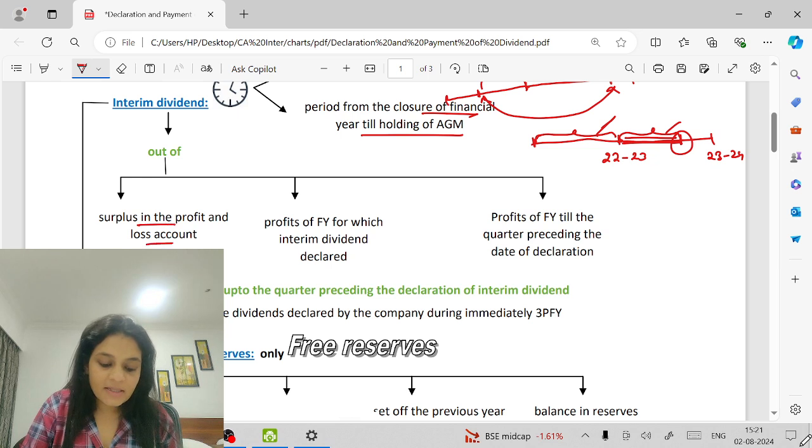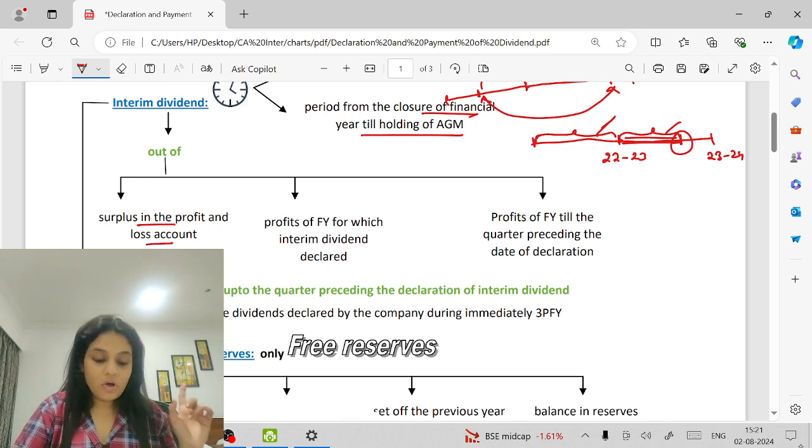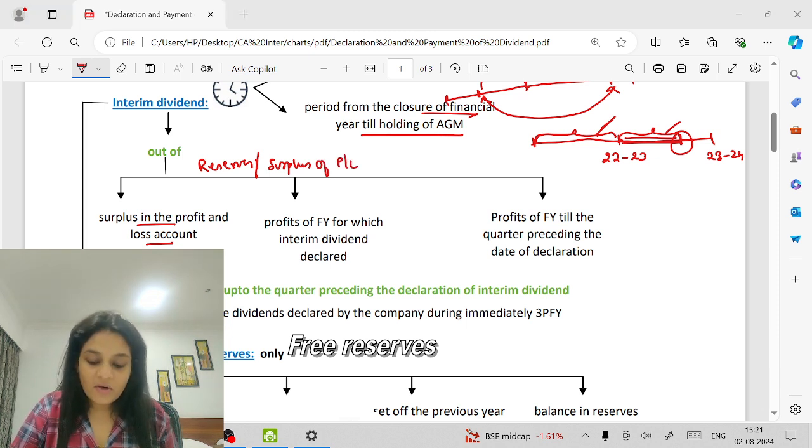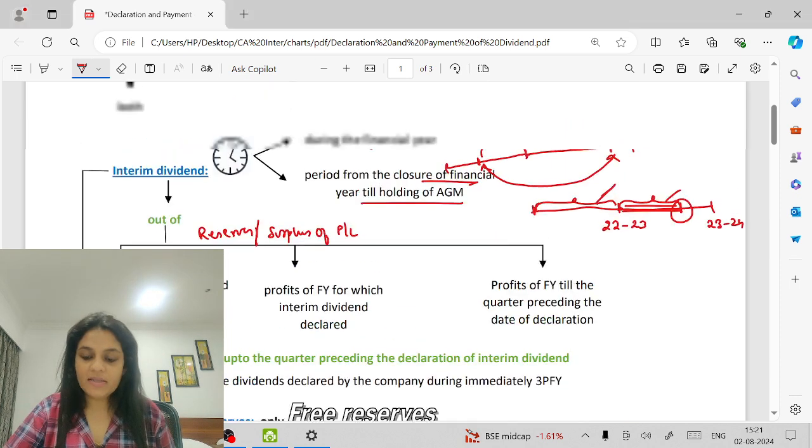Out of surplus in PL. Now, this is not reserves. So, in case of final dividend, it was what? Reserves. But in case of interim dividend, it is what? Surplus of PL. Right? Profits of the financial year for which interim dividend is declared.